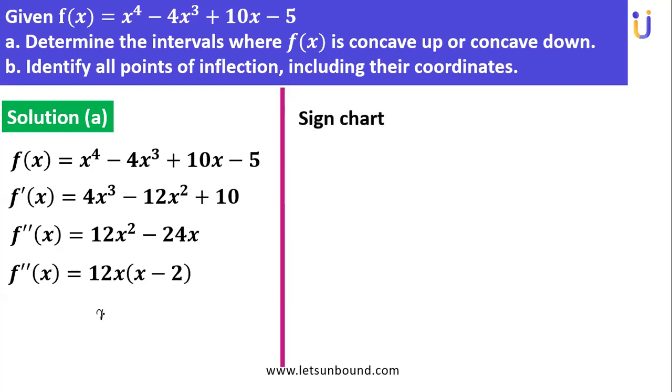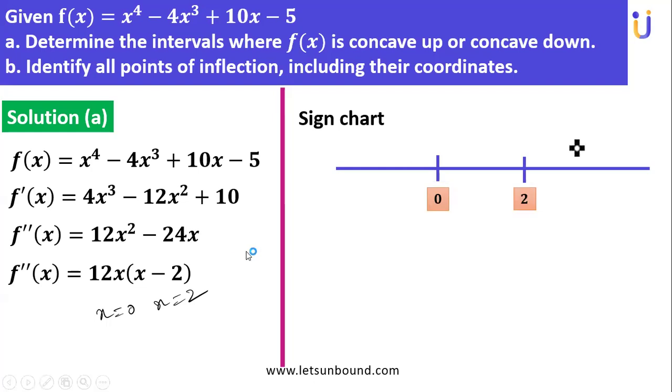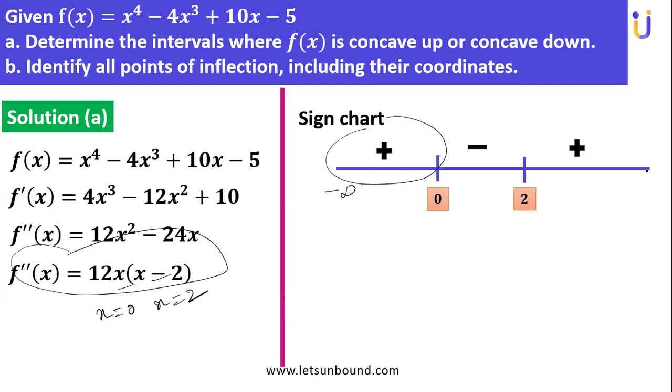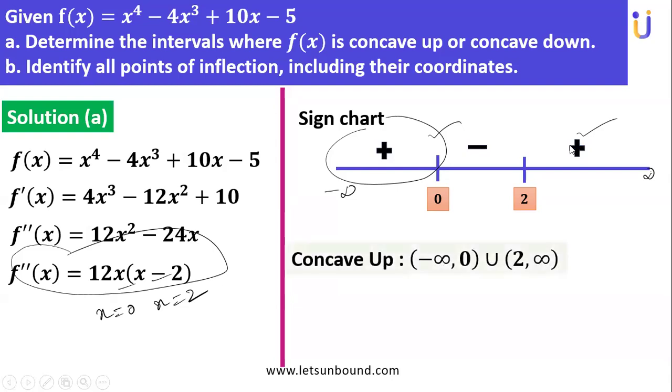So actually the points are x is 0 and x is 2. And draw a horizontal line, mark those 2 points, 0 and 2. So after 2, just plug in a value in f double dash. If you plug in 3, it's positive. So positive, and it's a quadratic, right? So switch the sign, negative, alternate sign, positive. And minus infinity to 0, it's positive. Also 2 to infinity, it's positive. So positive in these intervals, we get concave up. And 0 to 2, it's concave down.